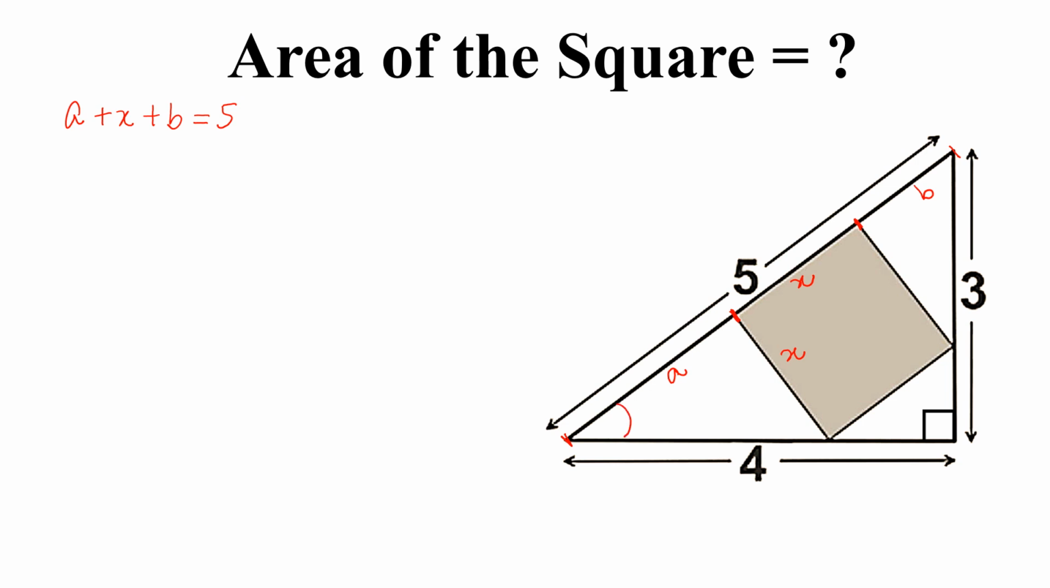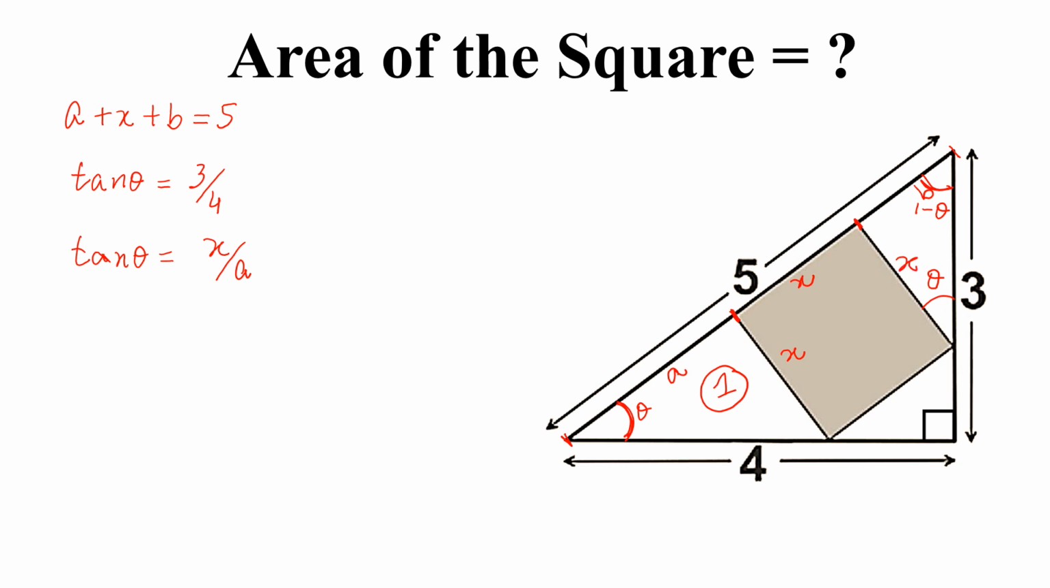Let this angle be theta, so we can write tangent theta equal to 3 by 4. And from this triangle, let this be triangle 1. From this triangle we can write tangent theta equal to x divided by A. If this angle is theta, then this angle will be 90 minus theta. If this is 90 minus theta, this angle will be theta.